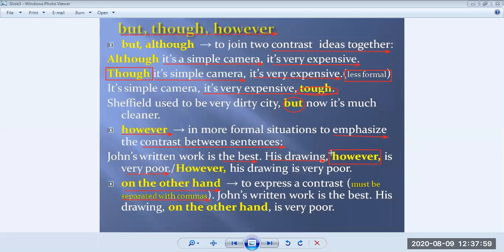Have a look here. However, it comes in the middle of the sentence. That's why you're going to use double commas between both sides. But at the beginning of the sentence, you're going to use a comma and then continue. But on the other hand, we cannot use any position except the middle position. That's why we're going to use commas on both sides to express the contrast idea. Okay.